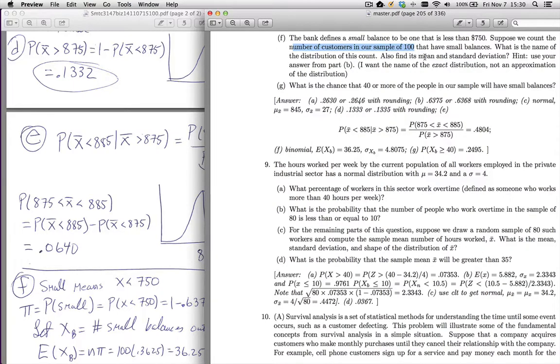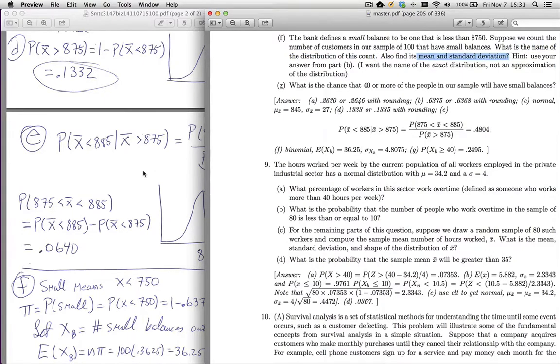I look at 100 balances. Each balance is either a head or a tail. So either heads it's small, tails it's not small. So what is the distribution of this count? Well, anytime we flip a coin some fixed number of times and count the heads, it's a binomial. So find its mean and standard deviation.